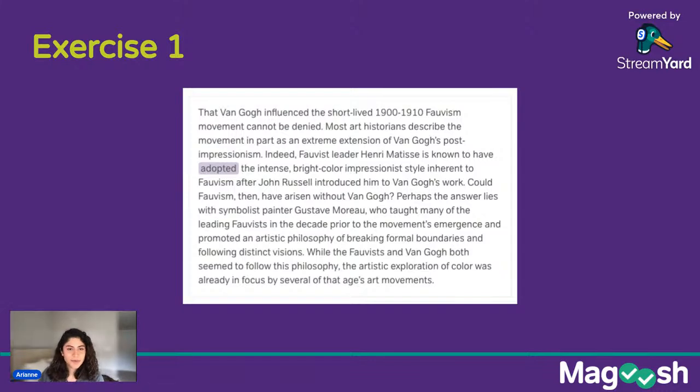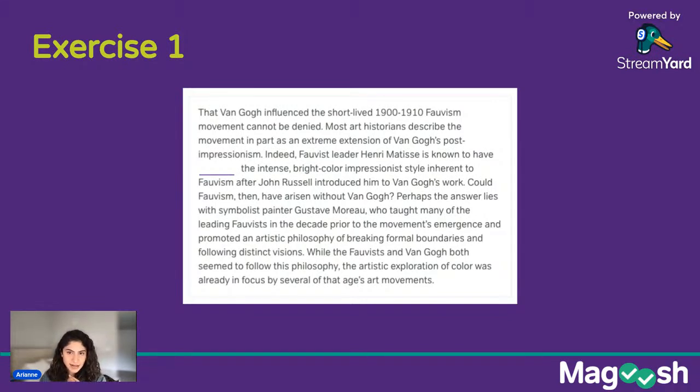Okay, so we're talking about Matisse being another painter who adopted the style that Van Gogh made famous, right? But let's apply the strategy. Let's pretend this is a text completion question and get rid of the word. We know it's adopted, but let's take it out. Let's keep it in the back of our mind. And now let's fill in that blank with our own prediction. Another word that is not adopted, but that will keep the same meaning.